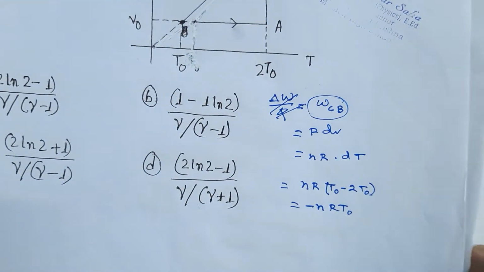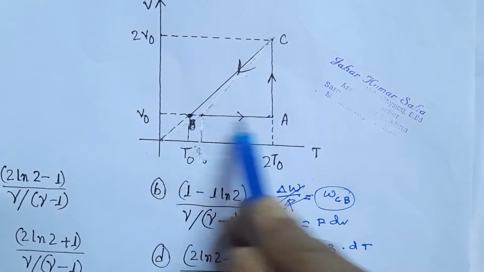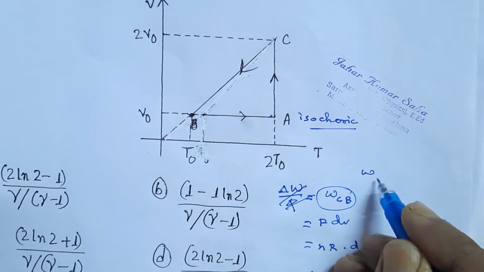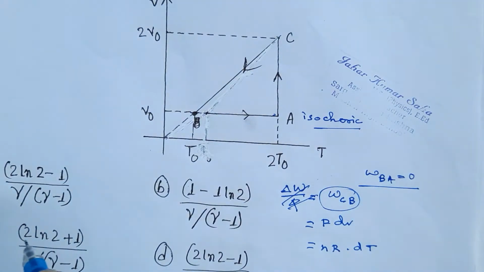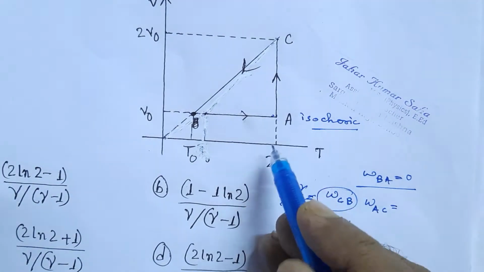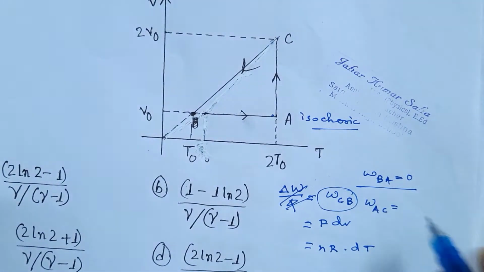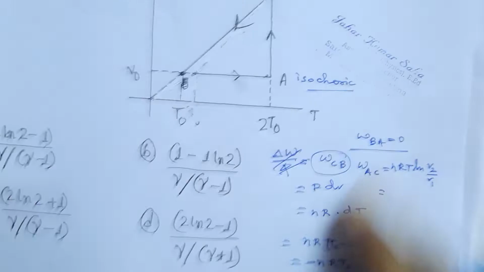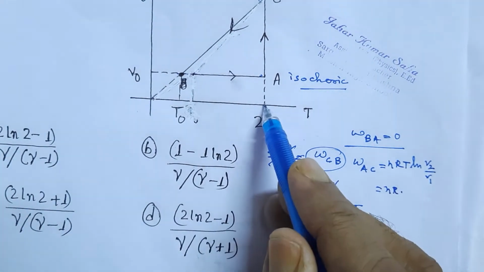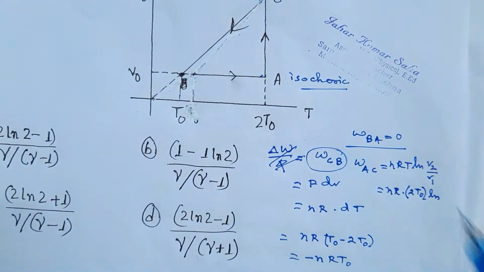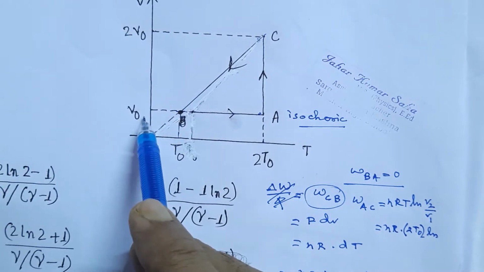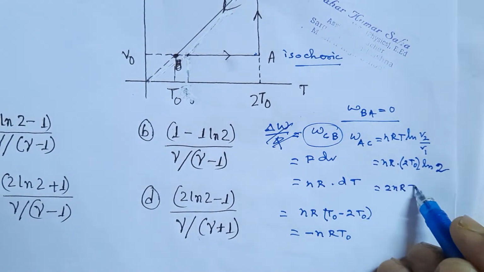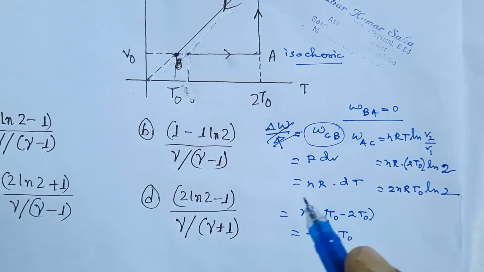Now, in the process BA, the volume is V0 and constant, so it is an isochoric process. In an isochoric process, work done is 0, so W_BA equals 0. And in the process AC, temperature remains constant, so it is an isothermal process. In this process, work done is nRT ln V2 by V1. That is nR into T, where T is 2T0, into ln V2 by V1. V2 is the final volume, 2V0, and the initial volume was V0, so 2V0 by V0 gives ln 2. So it is 2 nR T0 ln 2.